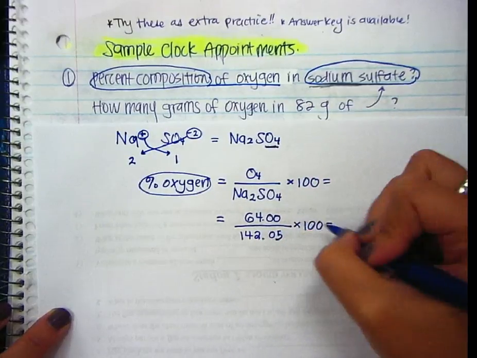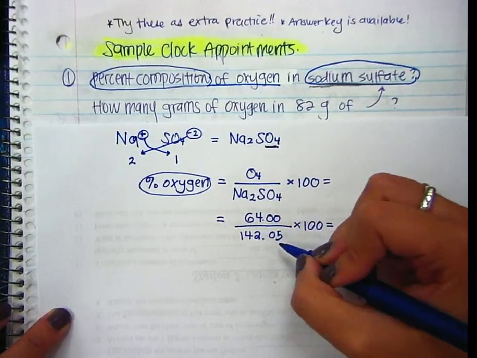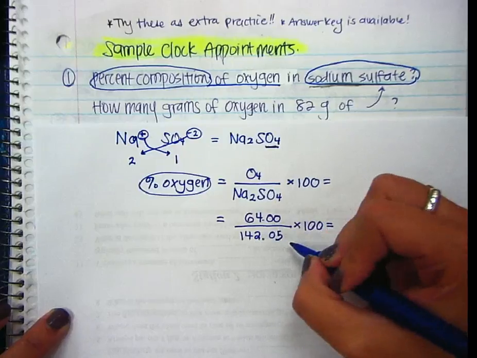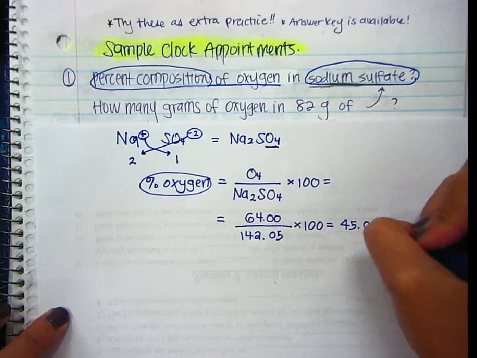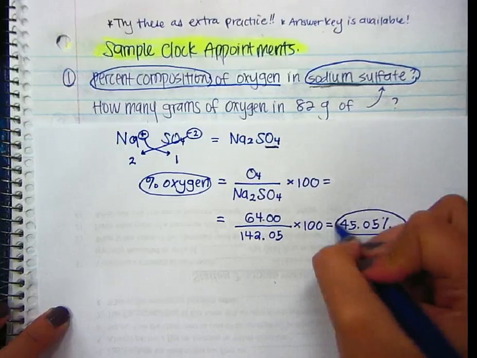And if you calculate all that out with a total of 4 sig figs here, because I have 4 on top and I have 5 on the bottom, you're going to get 45.05%, which is the first part of your answer.